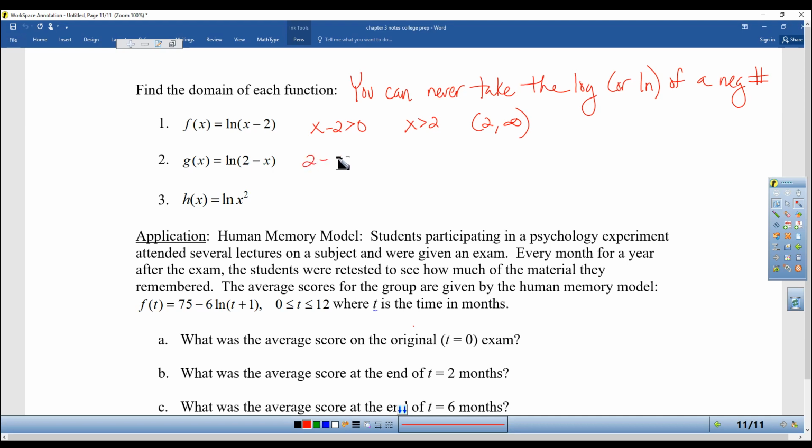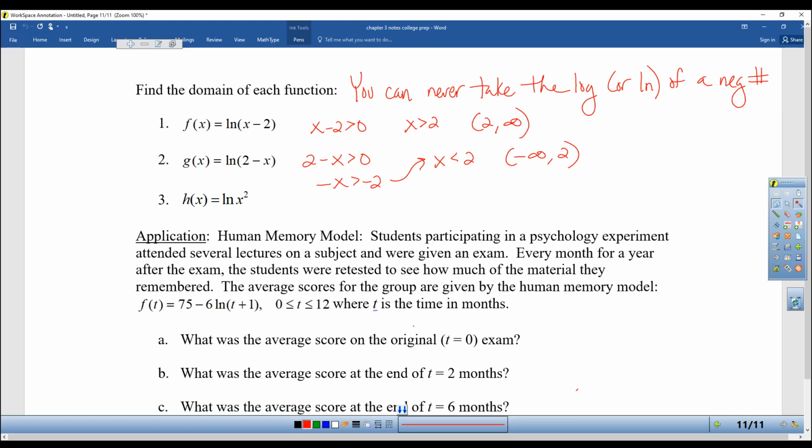In this case, it's 2 minus x that has to be greater than 0. So you can subtract 2 from both sides, but don't forget that when you divide by this negative, you have to reverse the inequality. So this actually becomes x is less than positive 2, which in interval notation would be negative infinity to 2. It's always great to check your answers. So if this is true, then 0 would work. And does 0 work? Yeah, natural log of 2 minus 0 is natural log of 2, which is not negative, so that's good.